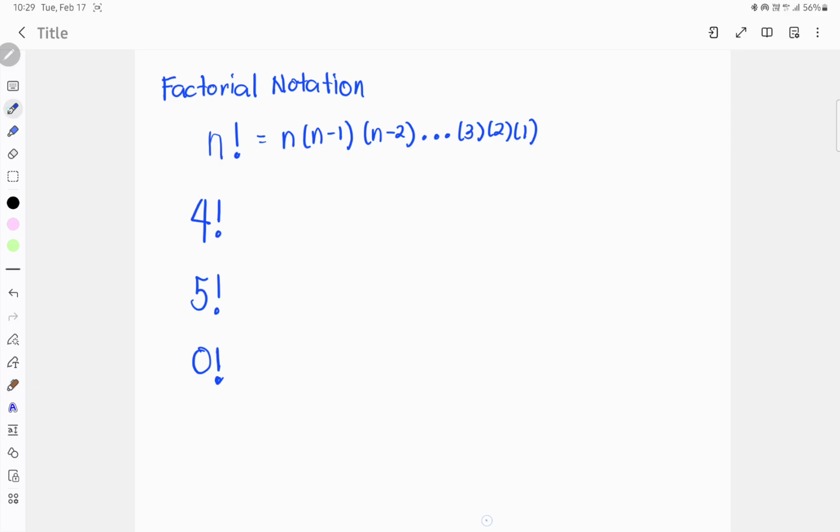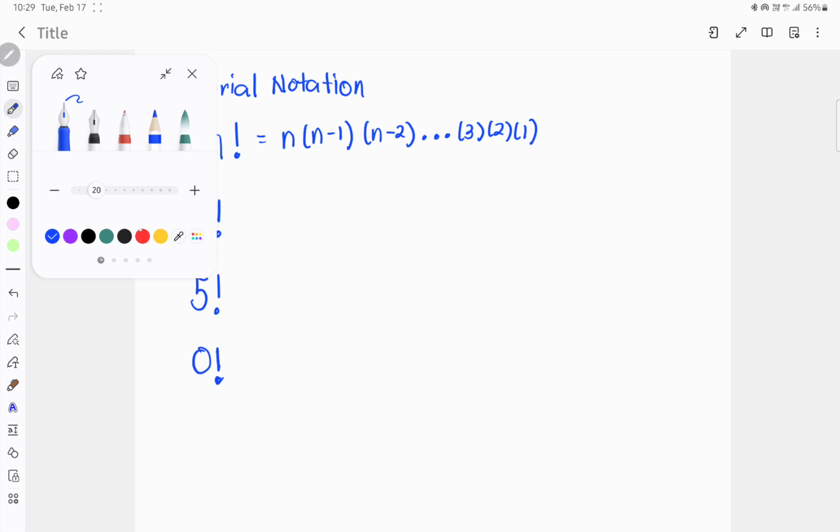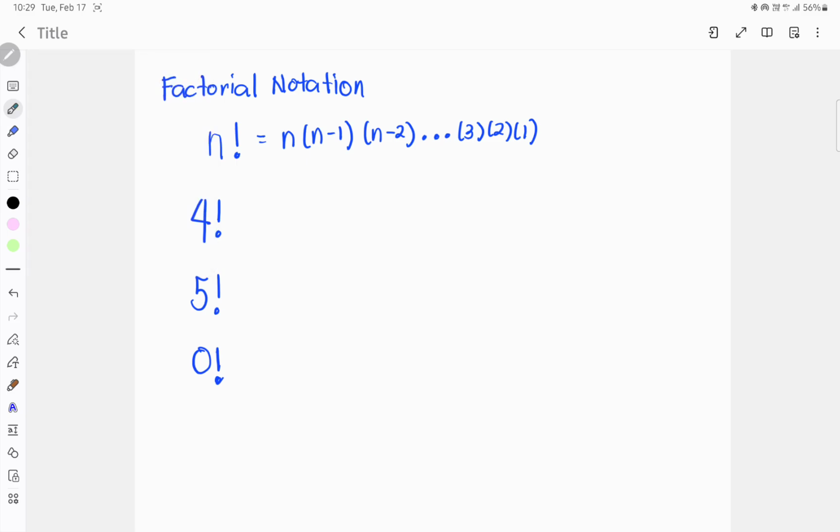So when we solve this one, for example, I have here an example, we're going to use 4 factorial. When we expand the factorial, it means that it would go down to 4 times 3 times 2 times 1. So solving that, 4 times 3, that's 12, times 2, that's 24. So when we say 4 factorial, the value of that is 24.